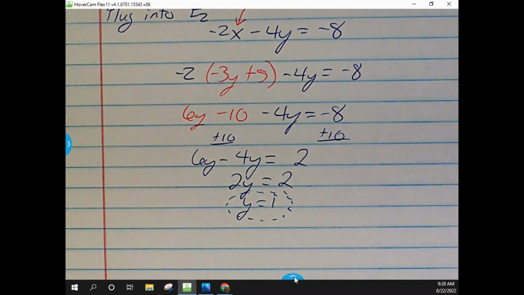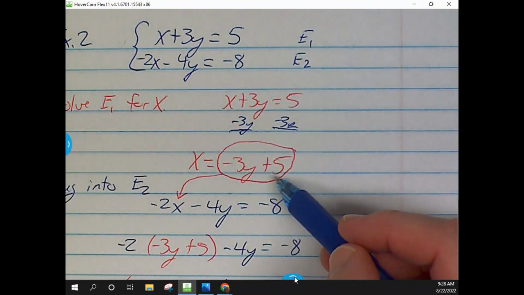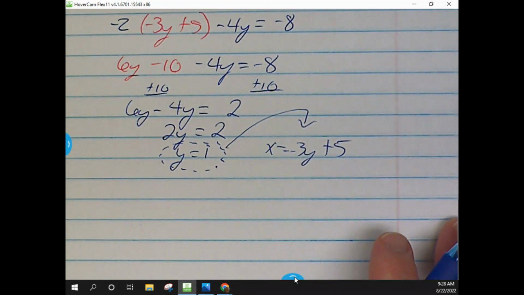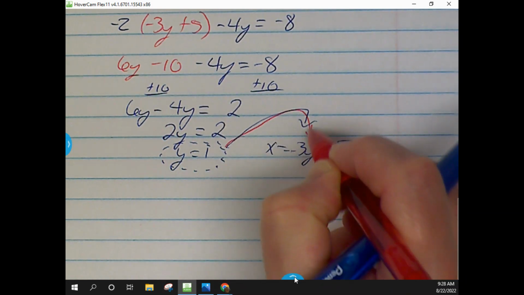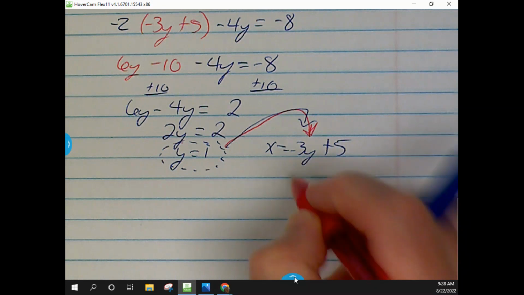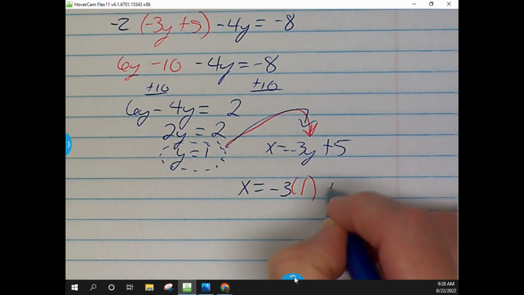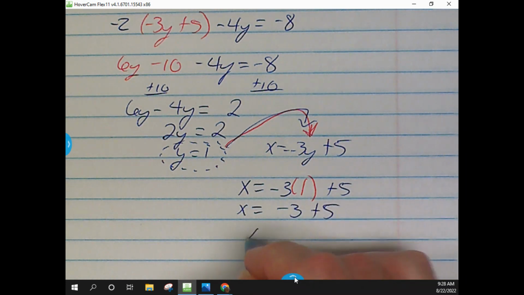All right. And again, you can pick any equation to plug it into, but this equation from step 1 back here is going to be the easiest one. So let's plug this into x equals negative 3y plus 5. Okay, so we're going to take that y equals 1 and plug it in here. So we're going to take out the y, plug in the 1. So x equals negative 3 times 1 plus 5. That's negative 3 plus 5, so x equals 2.